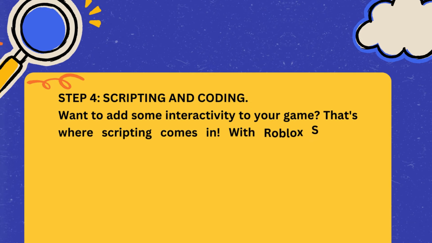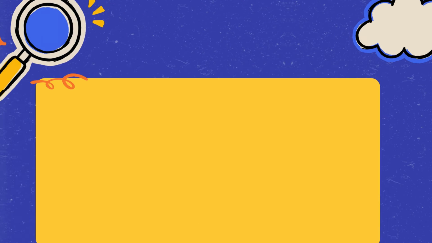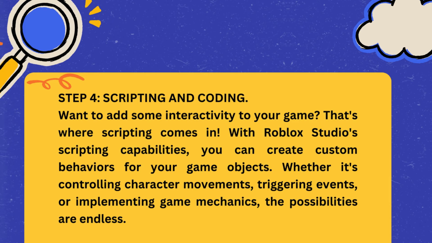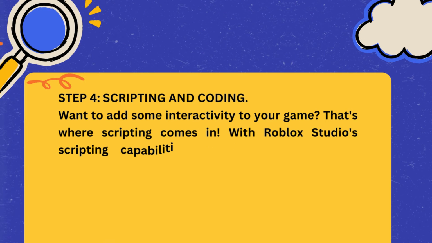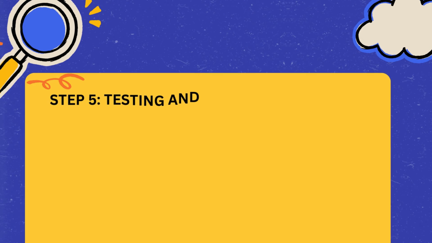Step 4. Scripting and coding. Want to add some interactivity to your game? That's where scripting comes in. With Roblox Studio scripting capabilities, you can create custom behaviors for your game objects. Whether it's controlling character movements, triggering events, or implementing game mechanics, the possibilities are endless.